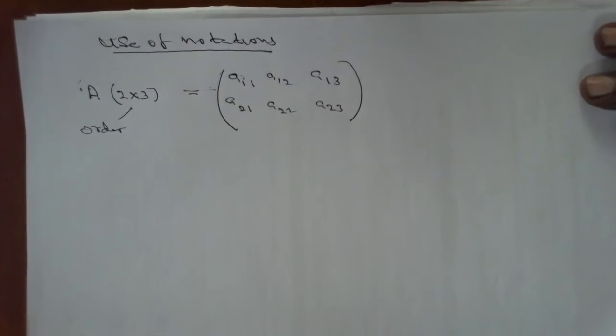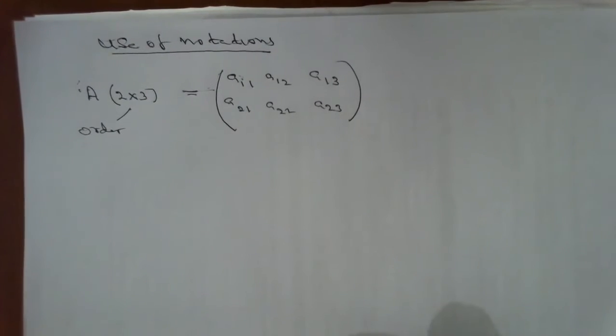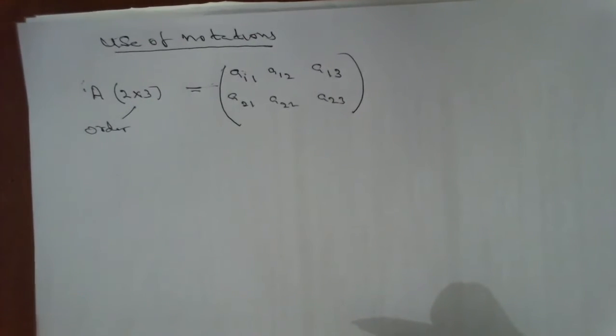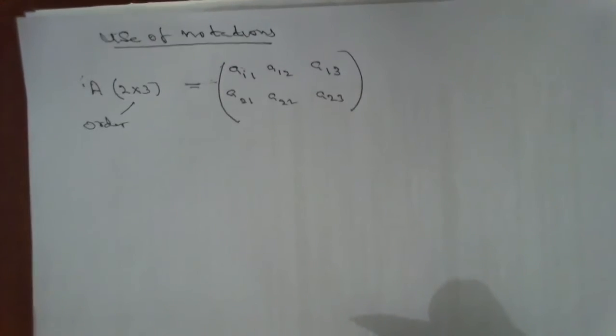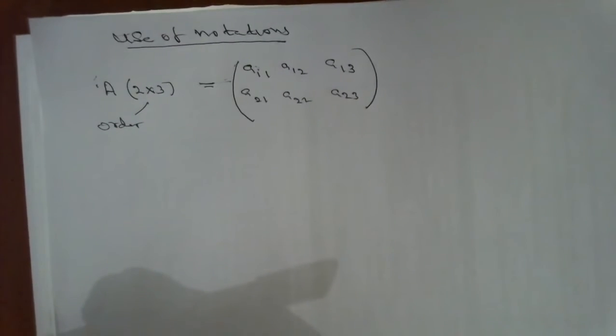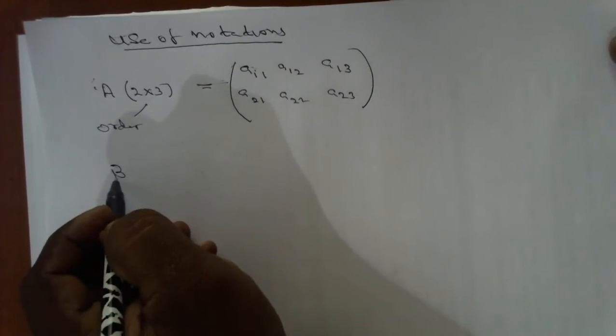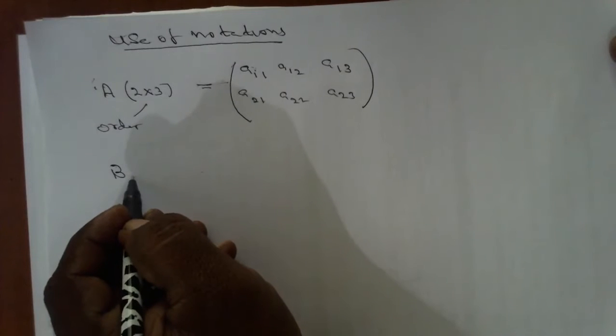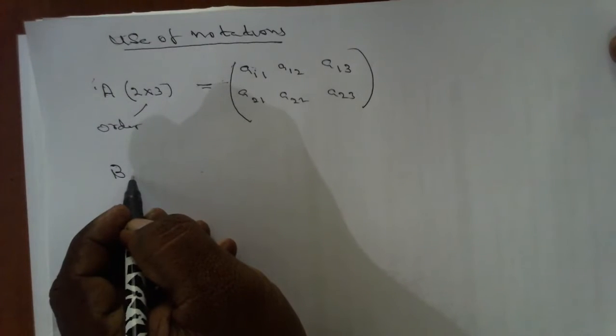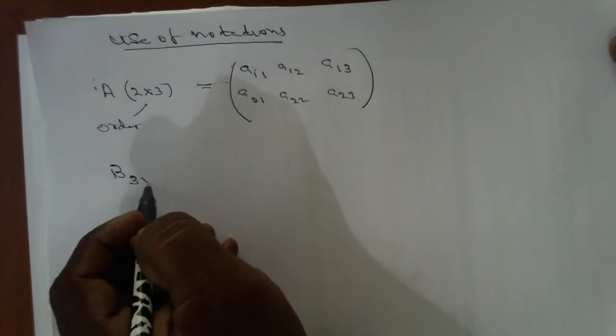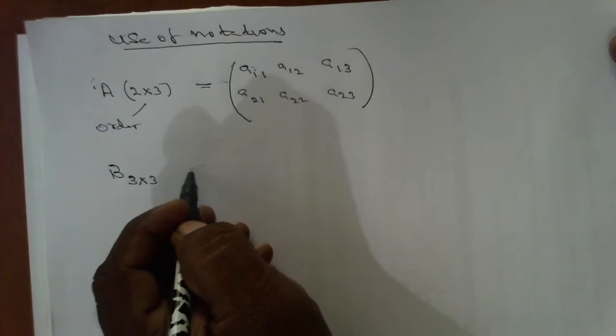You can write. So what is this? Like A11, 12, 13, A21, 22, 23. A11, A12, A13, A21, A22, and A23. Like that. Very simple. You can use any notation, any symbol. Now let's say B is a 3 by 3 matrix. How do you write B's elements?